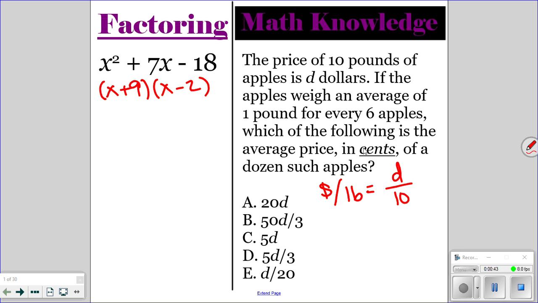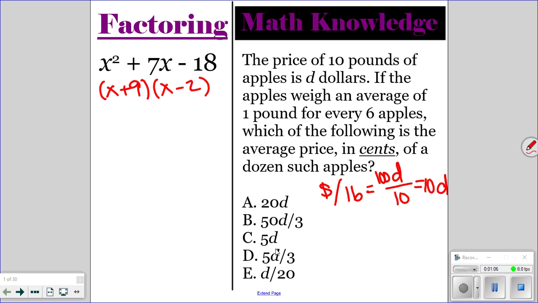But then it talks about down here in cents. So if we have $D, how many cents do we have? If I have $5, I have 500 cents. So I need to multiply that by 100 to put it in terms of cents, which means that this will actually simplify to 10D. So that's your price per pound.